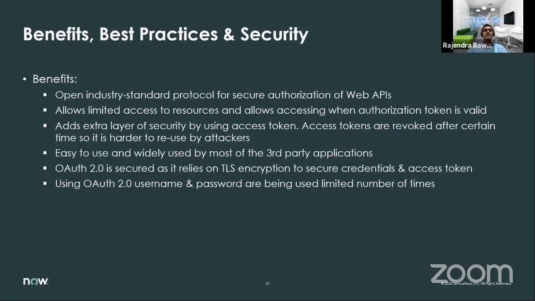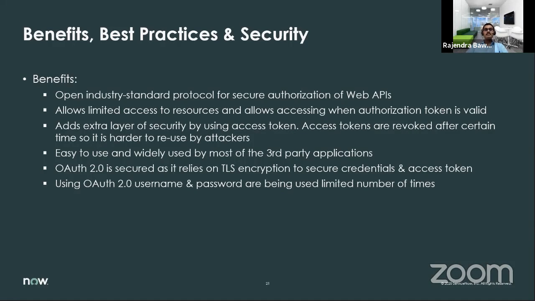So now what are the benefits? What are the best practices? And what are the security related concerns or how it is secured? Coming to the benefits part, OAuth is an open industry standard protocol which is used widely. The main benefit is it allows limited access to the resources, and it allows accessing only when the authorization token is valid. If you have a token which is invalid or which has expired, then you won't be able to access the instance resource. So it adds an extra layer of security by using the access token.